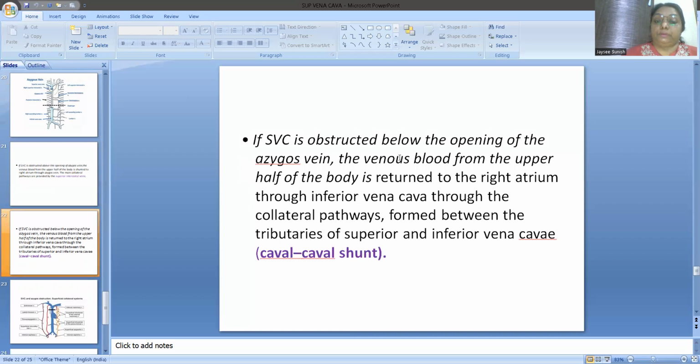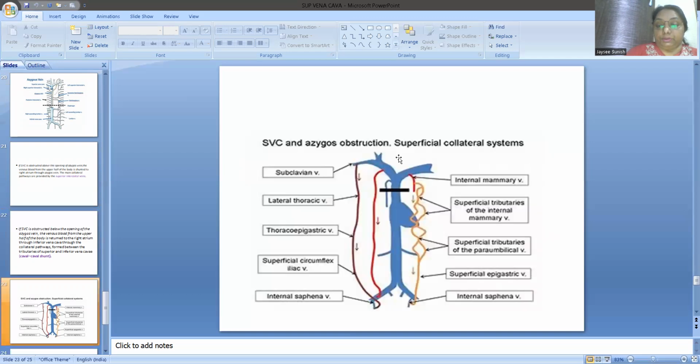Now, if the superior vena cava is obstructed below the opening of the azygos vein, the venous blood from the upper half of the body is returned to the right atrium through the inferior vena cava, via a collateral pathway formed between the tributaries of the superior and inferior vena cava. This formation of the pathway is called a caval shunt. We can see the superior vena cava and the inferior vena cava, and the collateral pathway developed between their tributaries.